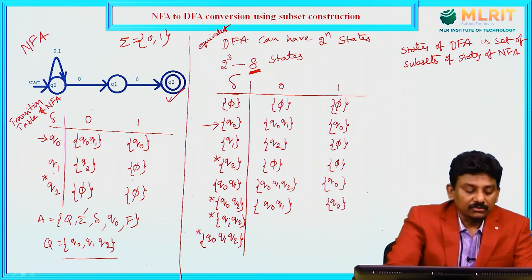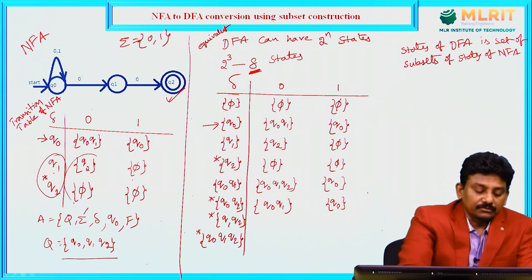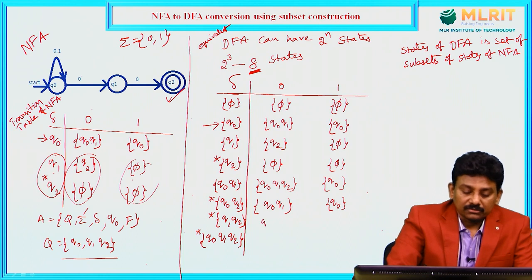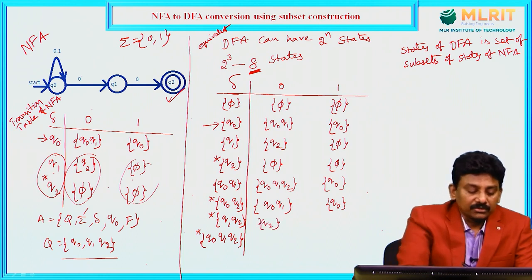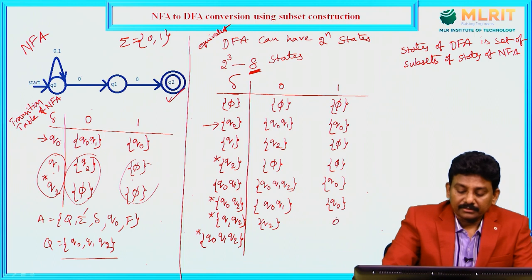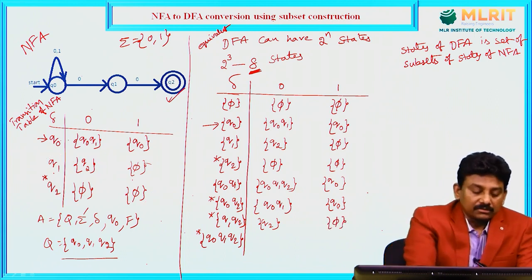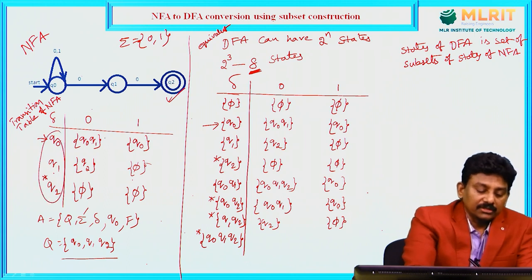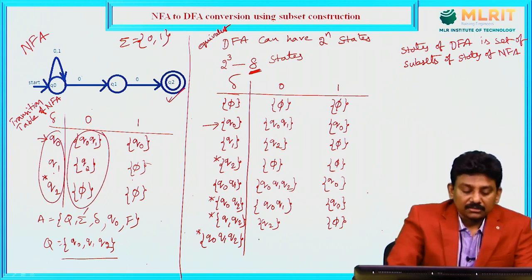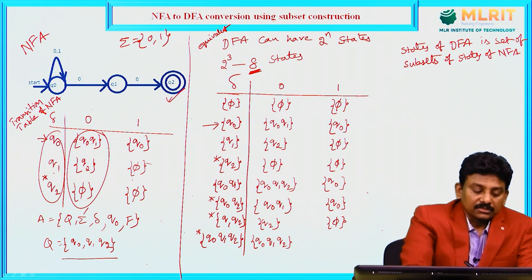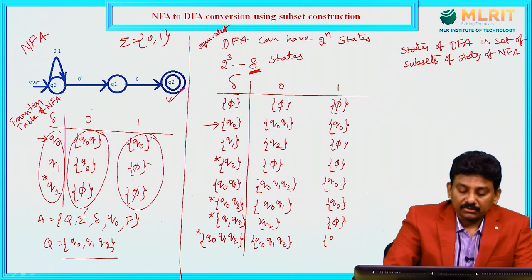Next Q1, Q2, take union of these two. Q1, Q2 on 0, Q2. Q1, Q2 on 1, pi, null set. Next Q0, Q1, Q2 on 0, take union of these 3. So, Q0, Q1, Q2. Q0, Q1, Q2 on 1, take union of these 3, we will get Q0 only.